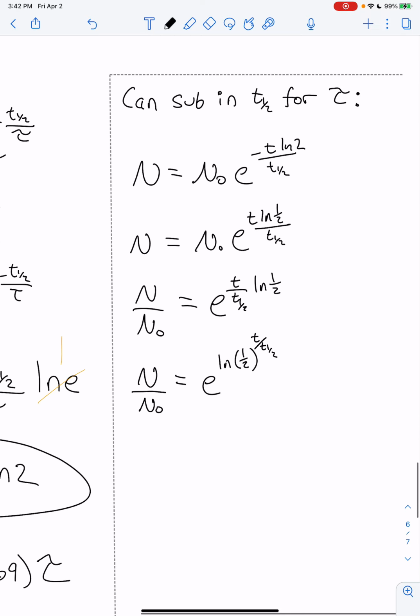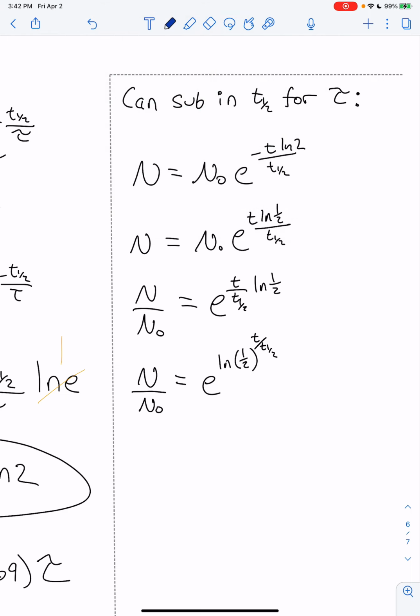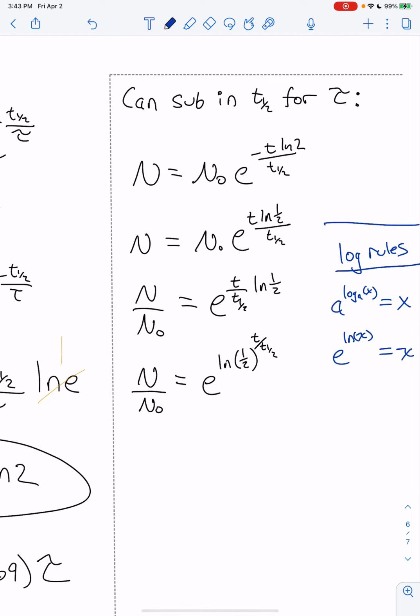And I just want to remind you of the log rules: a to the log base a of x is equal to x, and e to the ln x is equal to x. So these identities are going to enable us to get to the useful equation.